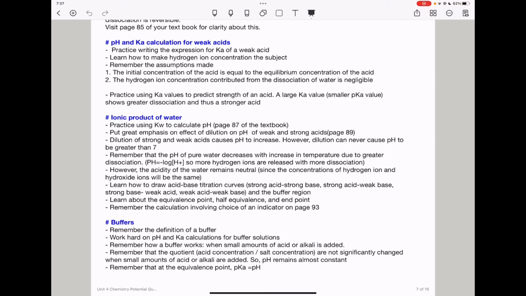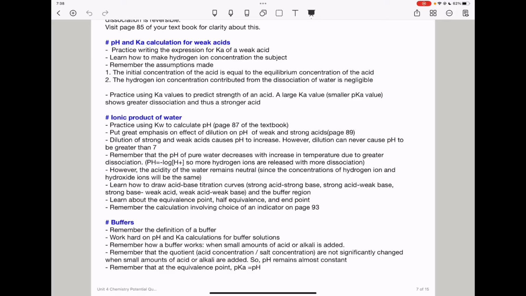You also need to remember that the pH of pure water decreases with increase in temperature due to the dissociation. So the higher the temperature, the higher the dissociation of pure water, the more the concentration of hydrogen ions released, the lower the pH. However, the acidity is not going to change since with every dissociation, the hydrogen ions released are equal to the hydroxide ions released, so it's going to remain neutral.